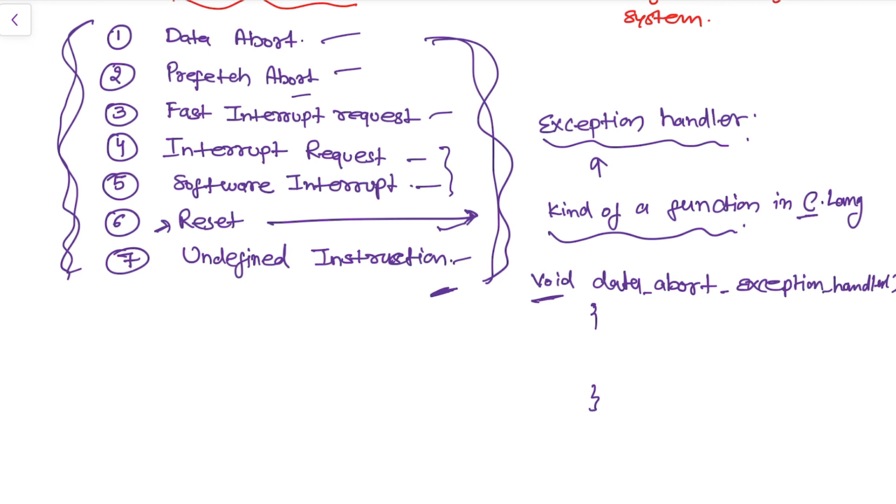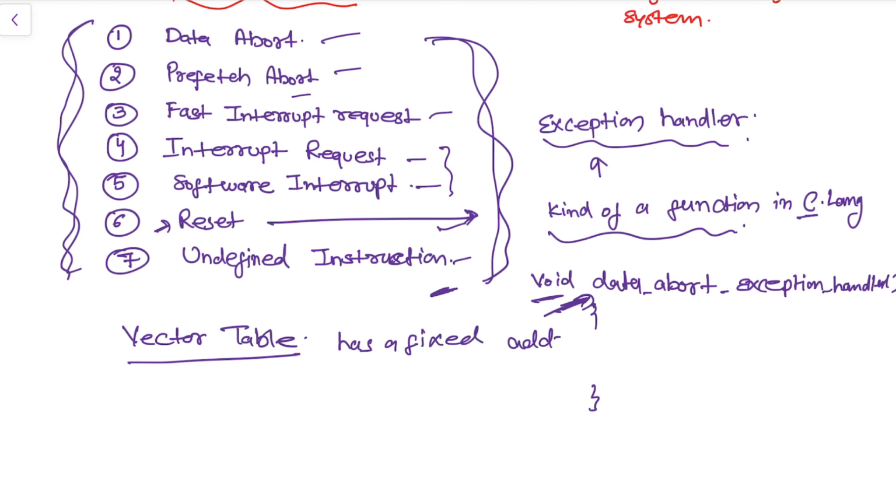But the address of these functions is defined by the vector table. So the address of each of these functions is defined by the vector table. The vector table has a fixed address to serve the interrupt or exception. So that is the vector table. Once the processor has a vector table, the processor will have its memory addresses.